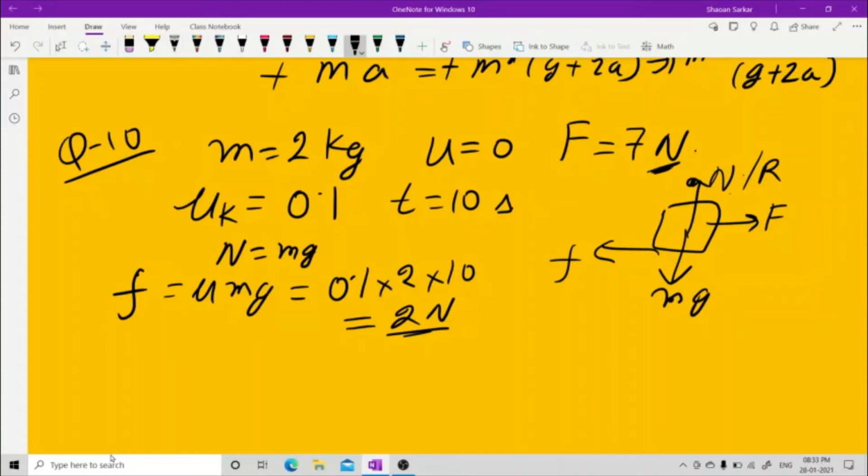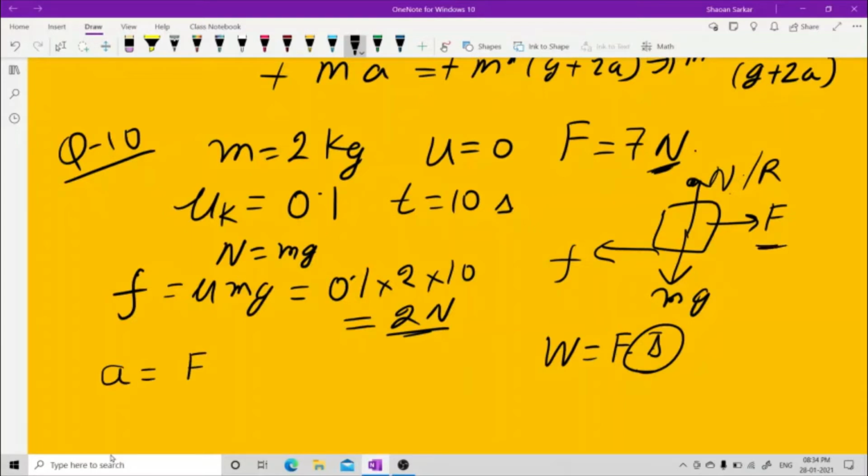I need to know work done. Work done means F into S. Do I have S anywhere? I do not have S anywhere. The distance traveled, that is S, I need to find. So now you see acceleration. What is the acceleration of the body?